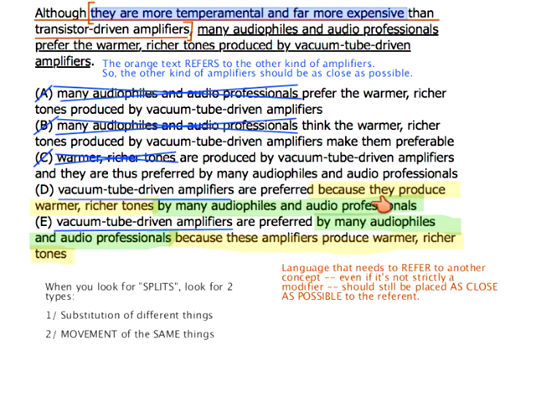So as far as where we should put this, what does the green thing go with? The green thing is the second half of something: by many audiophiles and audio pros. What's the first half of that? Yeah, that describes the preference, right? So they are preferred by those people.